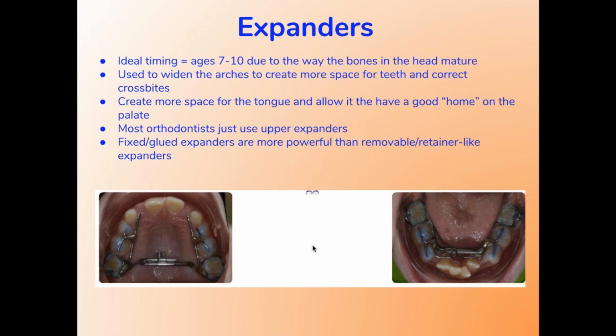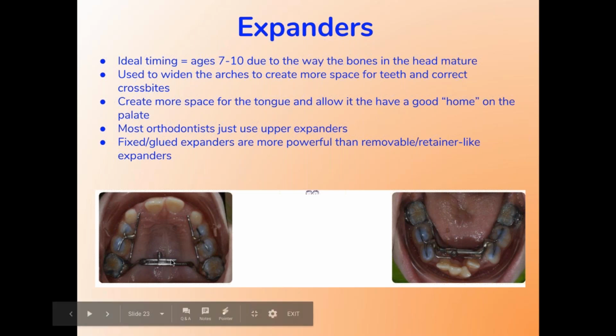So the ideal timing for an expander is around age 8 years old, because the bones in the head tend to mature early. And so what we're actually doing when we expand is changing the shape of the bone. So we have to do that before puberty, because once puberty hits, the bones aren't as moldable. And once one hits later puberty and adulthood, we actually can't get any sort of bony expansion at all without surgery. So expanders have become very common because they do such great work and great change. A lot of orthodontists are using them. So this is something that you'll see quite often.